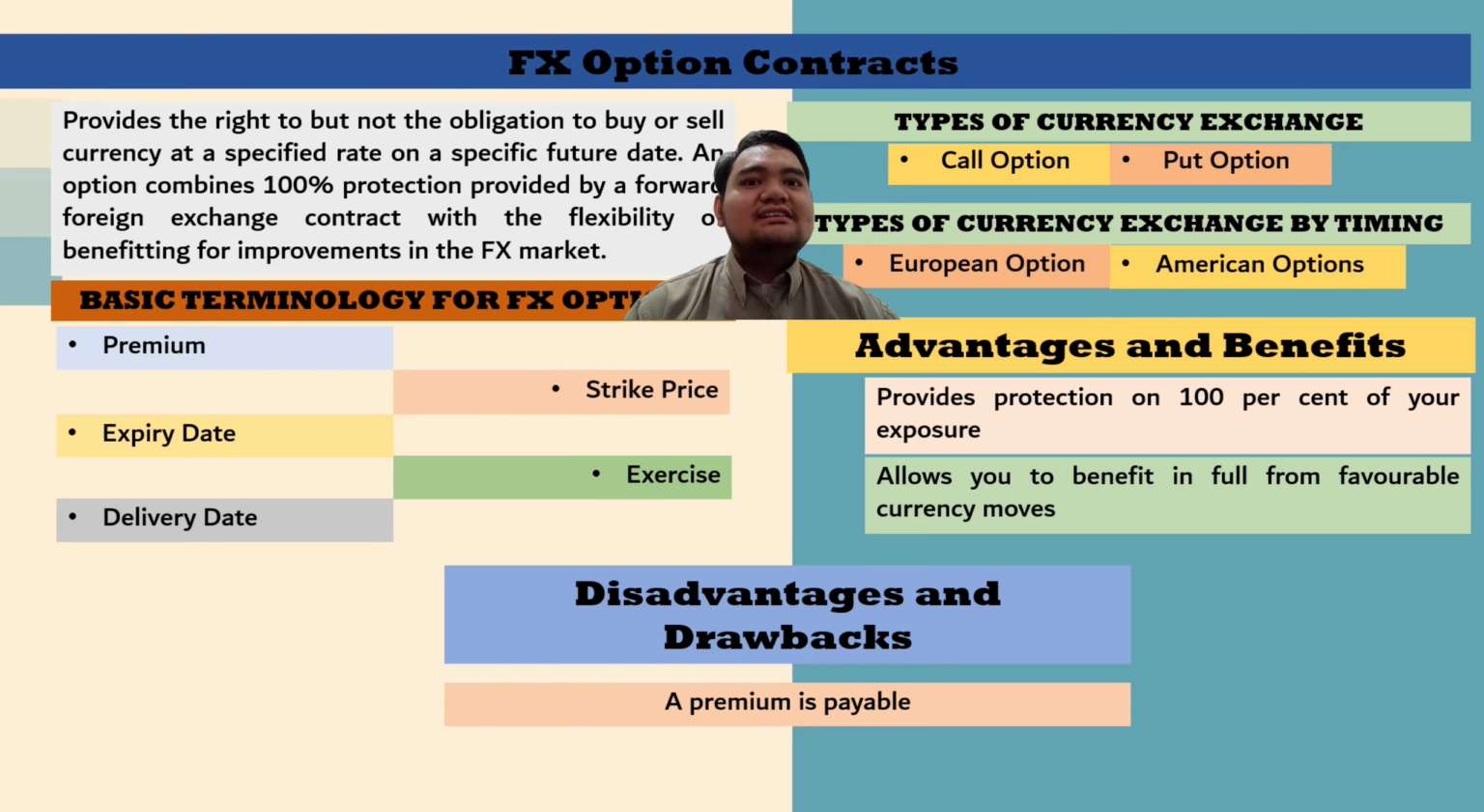And the forex exchange option can also be classified based on the timing for the exercise. First is European option, which can only be exercised at the end of the agreed tenure or at maturity. And the second is American option, which can be exercised anytime during the life of the contract.